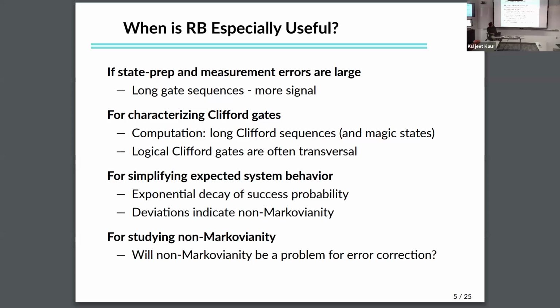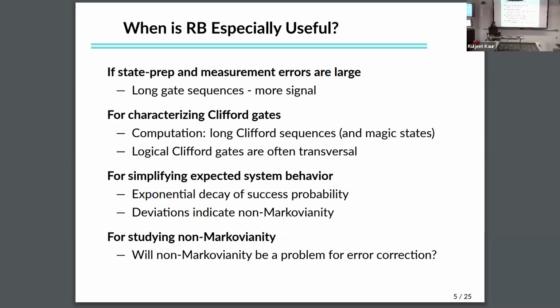One is to simplify the expected system behavior. This is a really important thing that we think about. I was talking about the exponential decay of success probability that you get in the simplest situations. This is really nice because you expect exponential decay over a broad range of experimental circumstances. What that means is that any deviation from exponential decay indicates that something else is going on. In the case of randomized benchmarking, deviations indicate some kind of non-Markovian behavior.